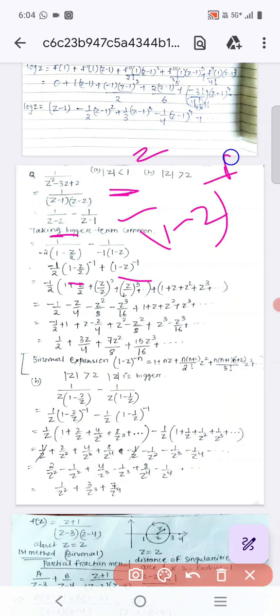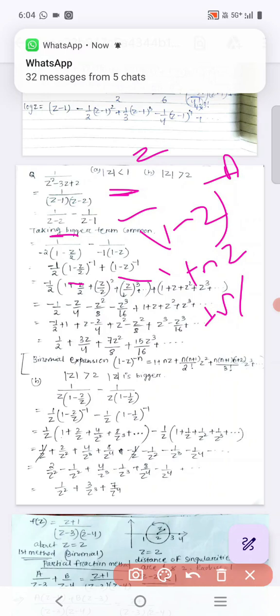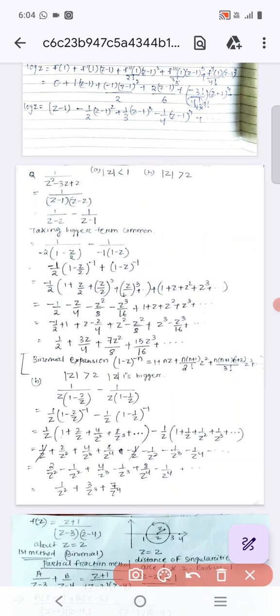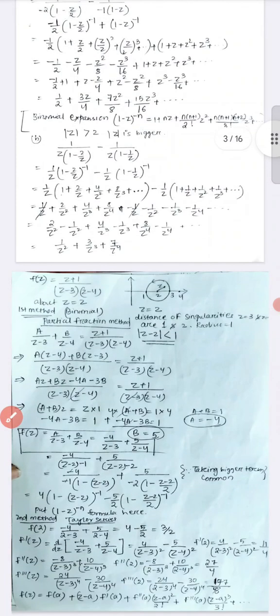Then take the second question. Here it is z greater than 2. As I have told you, we will take the bigger term common, and here the bigger term is z. So we will take z common. Then our equation will be 1 minus 2 by z, and here 1 minus 1 by z. If they come to the top, then it will become minus 1, minus 1.